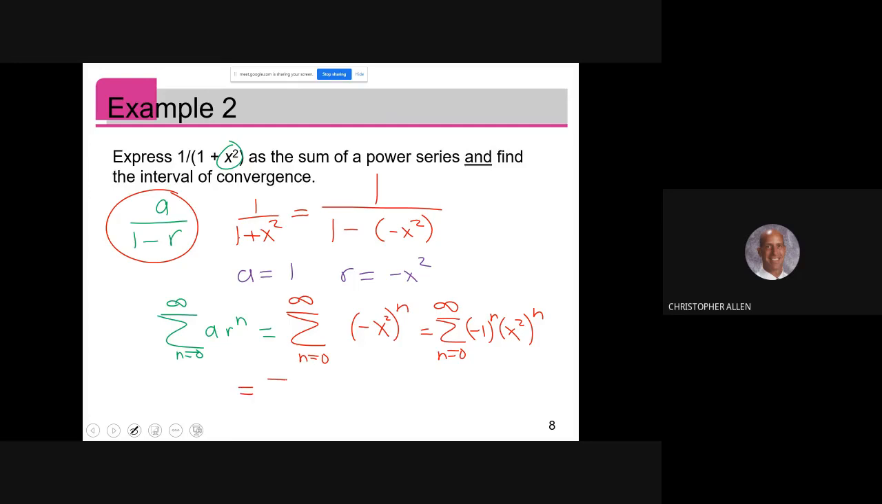And I'm going to do one more step. Can you guess what my next step is going to be? Now is when I'm going to take that 2 times n. So it's going to be negative 1 to the n, and then I'm just going to write this as x to the 2n. There's my power series, written the way that I would write it.